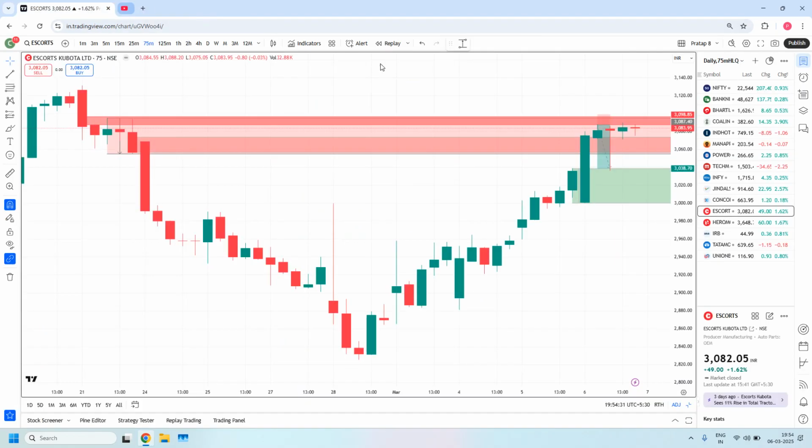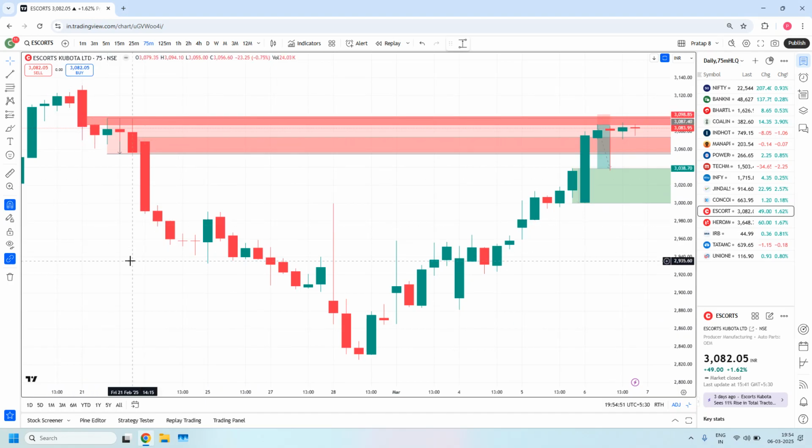Now let's get into analysis of our high liquidity zones. Before you look into the pierced zone strategy, first, let us complete the high liquidity trades we got from our previous report. The first one we got is Escorts.